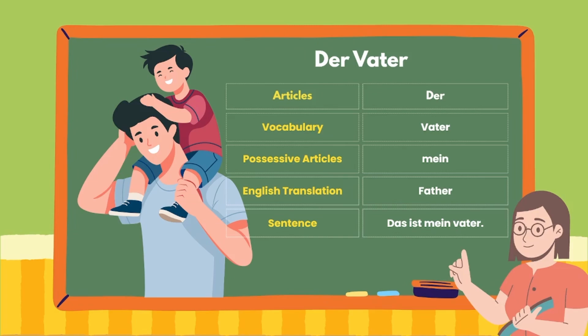Possessive article is mein, mein. If we have to say this is my father, then this German translation is das ist mein Vater. Das ist mein Vater.